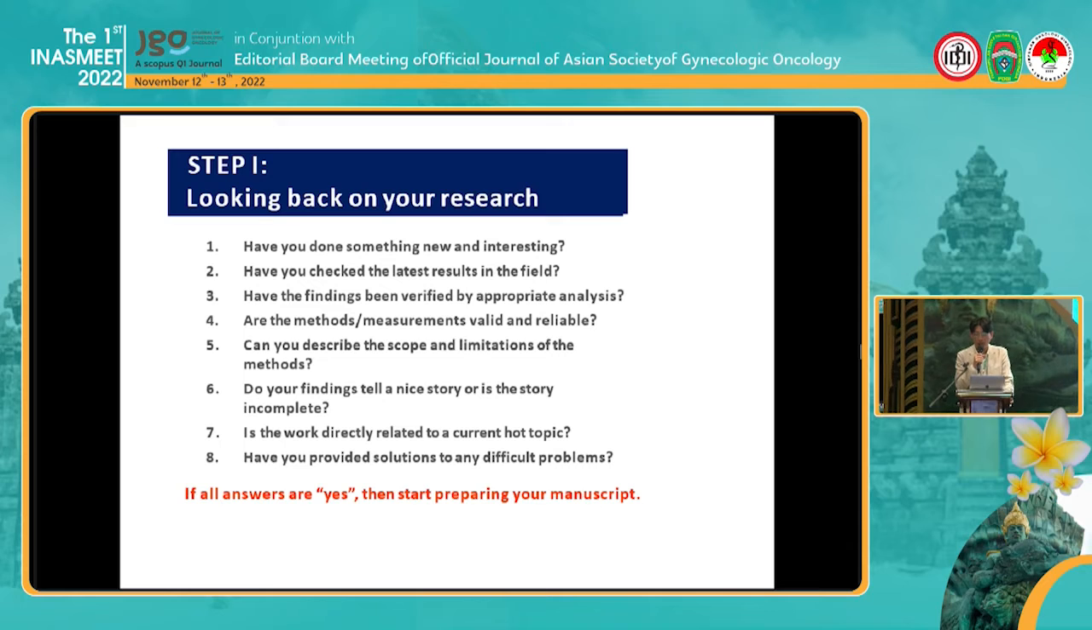Before you start writing a medical paper, you should check these eight items. The first one is, have you done something new and interesting? Have you checked the latest results in the relevant field? Have the findings been verified by appropriate analysis, such as statistical methods? Are the method and measurement valid and reliable? Can you describe the scope and limitations of the method? Also, do your findings tell a nice story, and is your work directly related to a current hot topic? And have you provided solutions to any difficult problems introduced by your manuscript? If all answers to the items above are yes, then you can start preparing your manuscript.